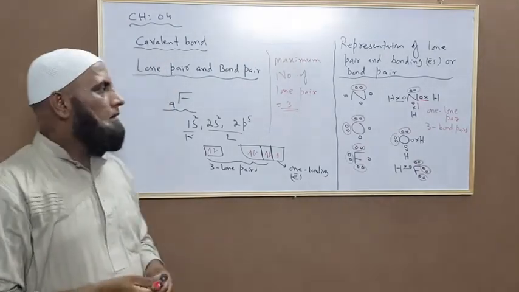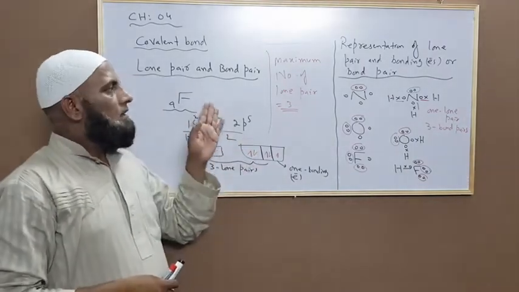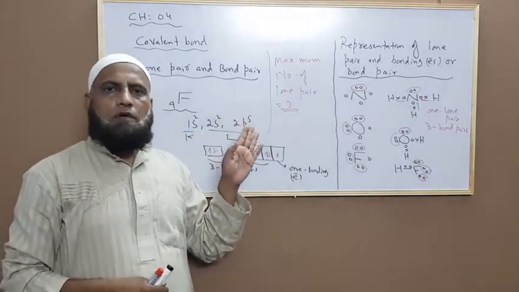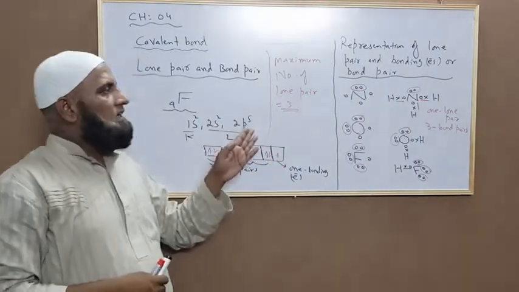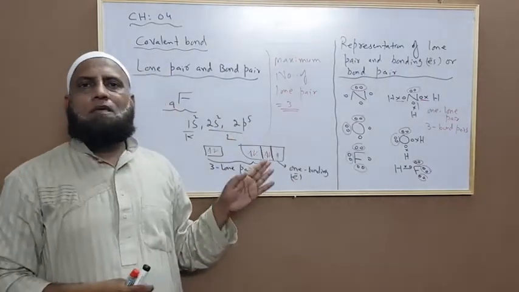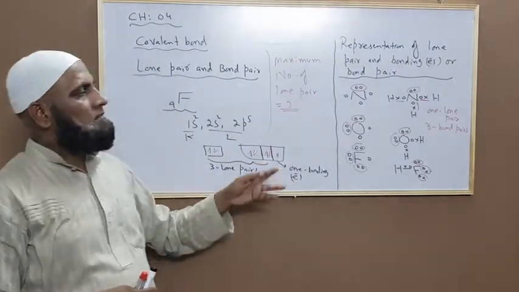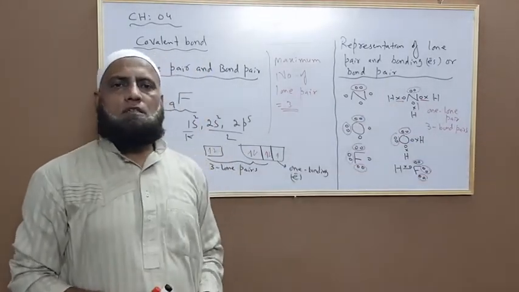So this was all about lone pair and bond pair. The lone pair is the pair of non-bonding electrons present in the valence shell of an atom, while the bonding electrons are unpaired electrons. When they make a bond with another atom, we call them a bond pair. I hope you get all of these points.